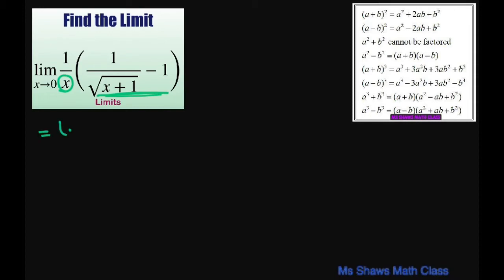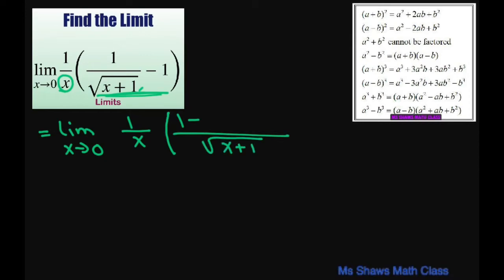So let's write this as the limit as x approaches 0 of 1 divided by x, and then we're going to have 1 minus, our common denominator is going to be square root of x plus 1. Basically, just multiply those two, so it's minus square root of x plus 1. Now that we have that, let's go ahead and multiply our numerator by the conjugate, and we're going to use the difference of squares formula.